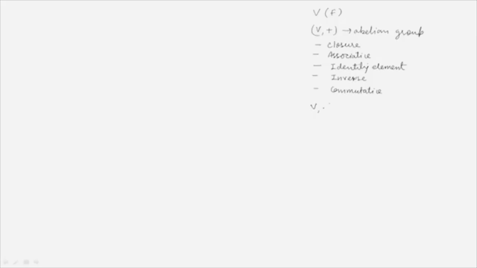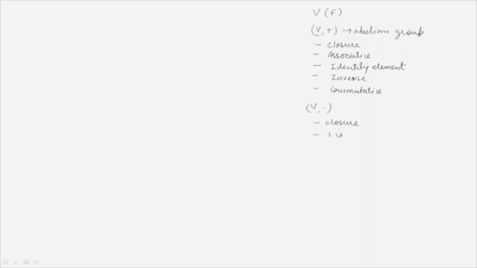You see that we say that V is a vector space over the field F if V with respect to plus is an abelian group. Abelian group means first is closure, next is associative, then identity element, then inverse element, and then commutative. If these properties hold with respect to vector addition, then we say that V with respect to addition is an abelian group, and with respect to scalar multiplication, the first is closure.